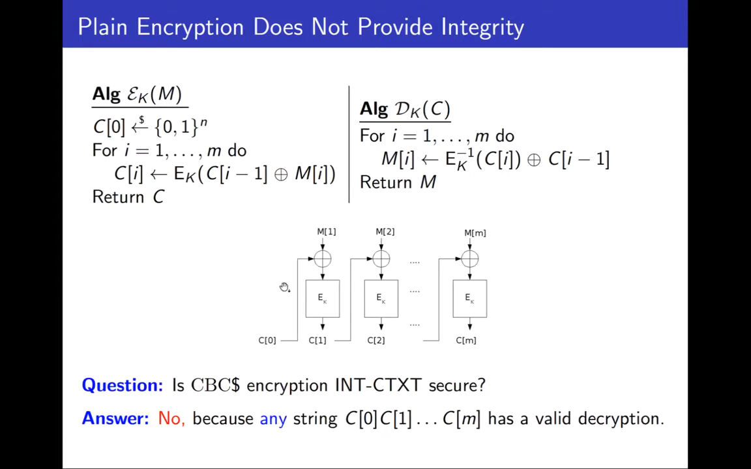As per the picture, remember that it runs atop some block cipher E, and then the key K is used to key that. When you get a message, you break it into blocks, and you run each block through the block cipher, but first you XOR with the previous ciphertext block. In the case of the first message block, that's a random value, an initialization vector chosen by the encryption scheme anew each time. So you run this encryption algorithm, you get this ciphertext, and we're asking if it's INT-CTXT.